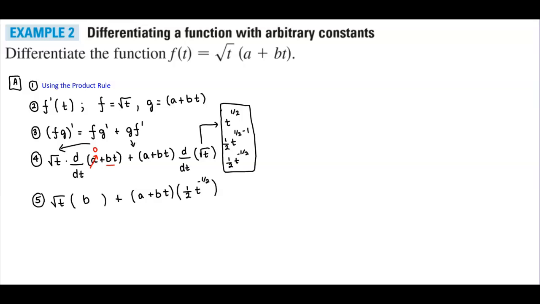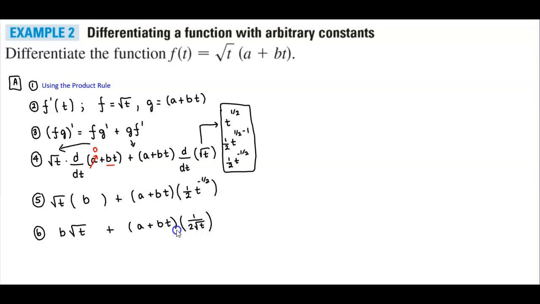Okay, let's go ahead and rewrite this a little bit better. We have b times the square root of t, plus, and we want to write this so that we don't have any negative exponents. If we do this in steps, we have a plus bt times, well, this is the same thing as 1 over 2 times the square root of t, because that t to the negative 1/2 has to go in the denominator.